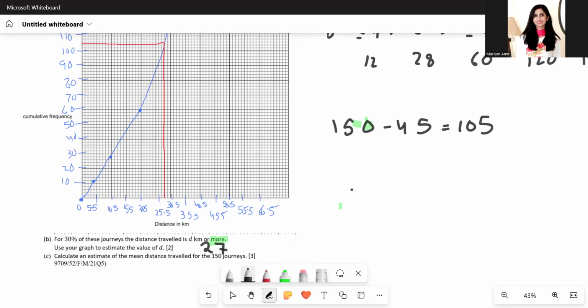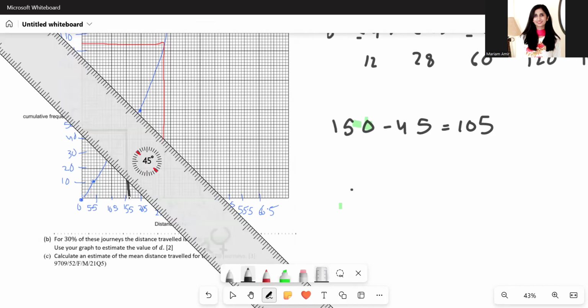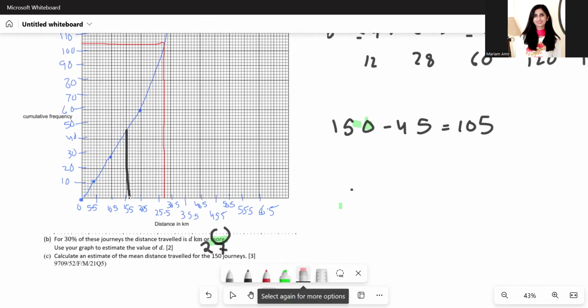If the question had not used the word more but less, then we wouldn't have subtracted 45 from 150. We would have just read the x value corresponding to 45. But when it says more, you have to first subtract 45 from the highest y value, which is 150, and then find the x value.